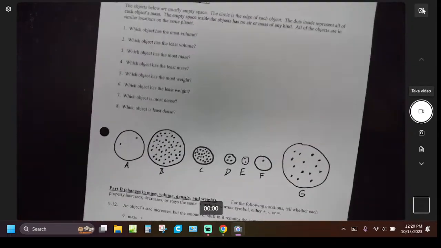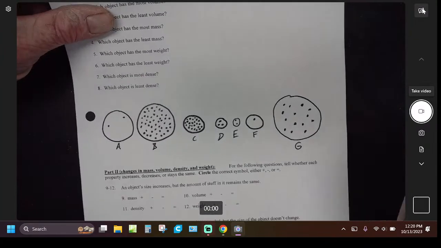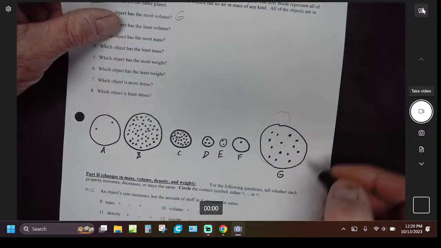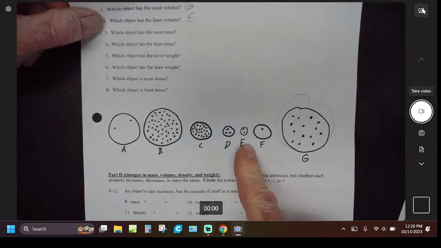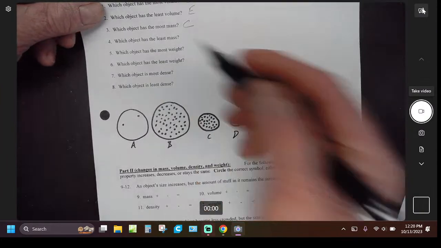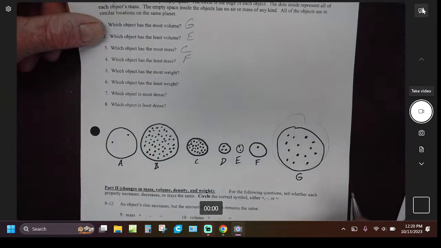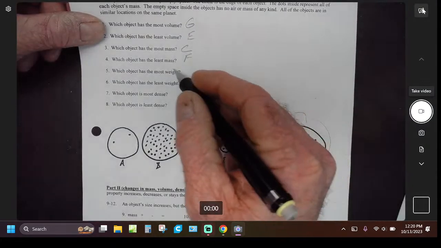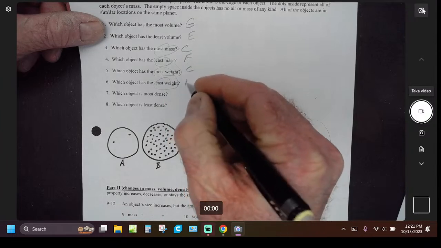Okay, so the first part, I think just about everybody did really well on this. The most volume was G, because it's the biggest. The least volume was E, because it's the smallest. The most mass is C, because it's got the most stuff in it. The least mass is F, because it's got the least stuff in it. Most weight and least weight are the same as these, so it's just going to be C and F again.